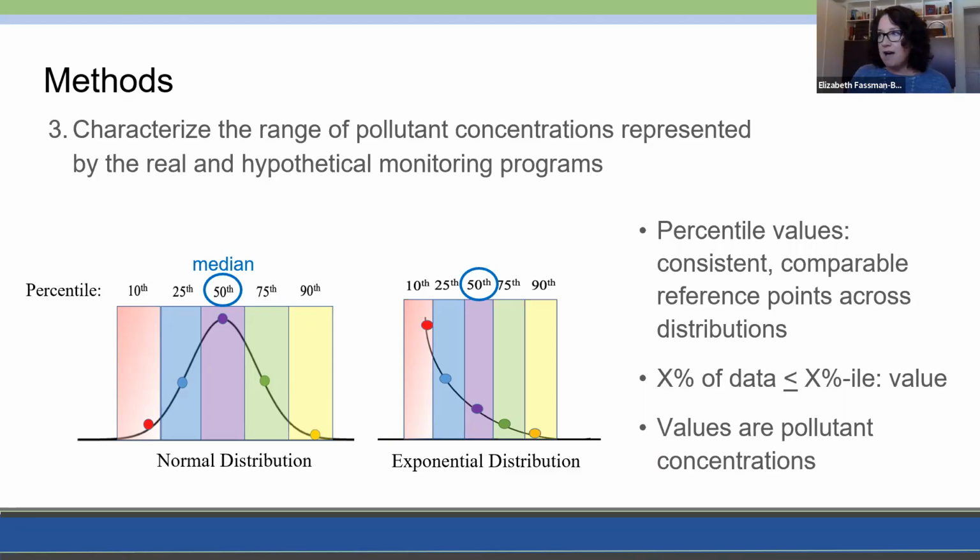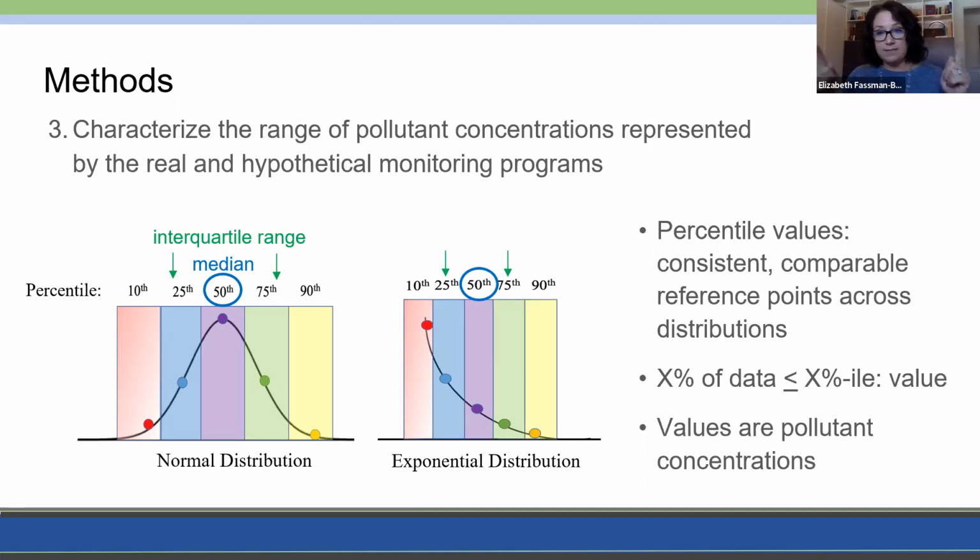So a percentile value gives us the fraction of data that's at least equal to that concentration. So the median value is the 50th percentile. In a normal distribution, this is also the mean value. Your 50th percentile means half of your data is at that concentration or less.